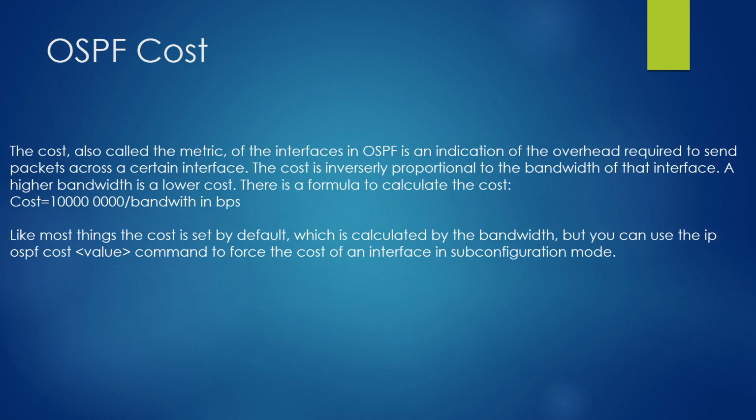OSPF cost. The cost, also called the metric of the interfaces in OSPF, is an indication of the overhead required to send packets across a certain interface. The cost is inversely proportional to the bandwidth of that interface. A higher bandwidth is a lower cost. There is a formula to calculate the cost below. Like most things, the cost is set by default, which is calculated by the bandwidth, but you can use the ip ospf cost value command to force the cost of an interface in subconfiguration mode.